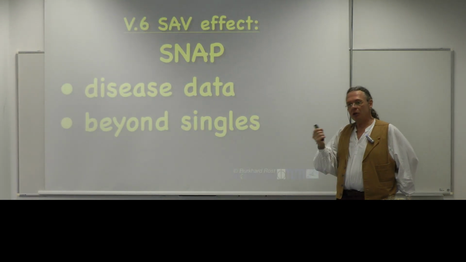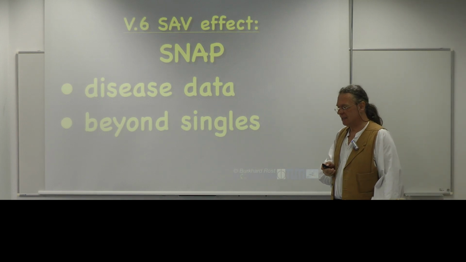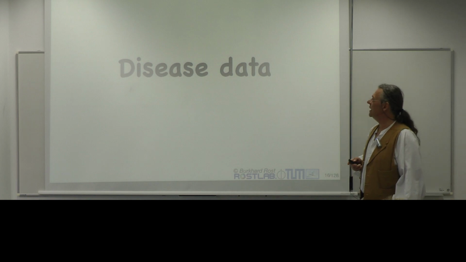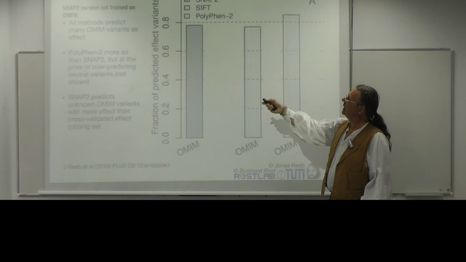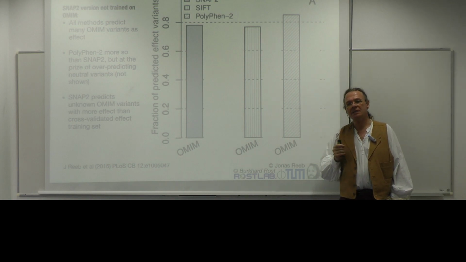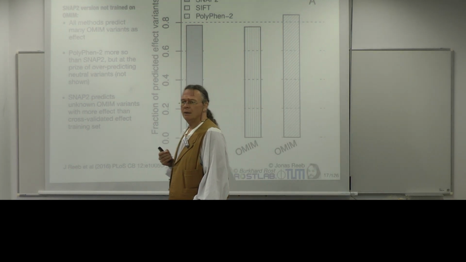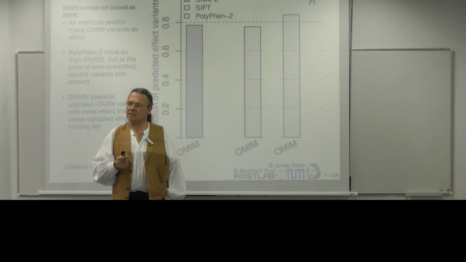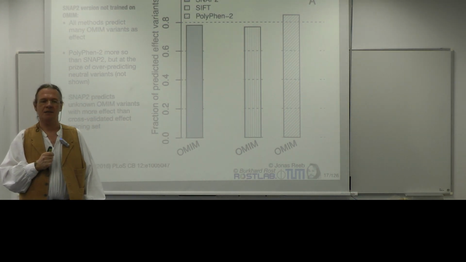Now, what I'm going to show you are some results for disease data sets. Let's begin here, disease data. One set of disease data is a database called OMIM, Online Mendelian Inheritance in Man. And that essentially is a collection of cases such as the one that I showed you in sickle cell anemia, so diseases where the carrier with one SAV gets a disease.